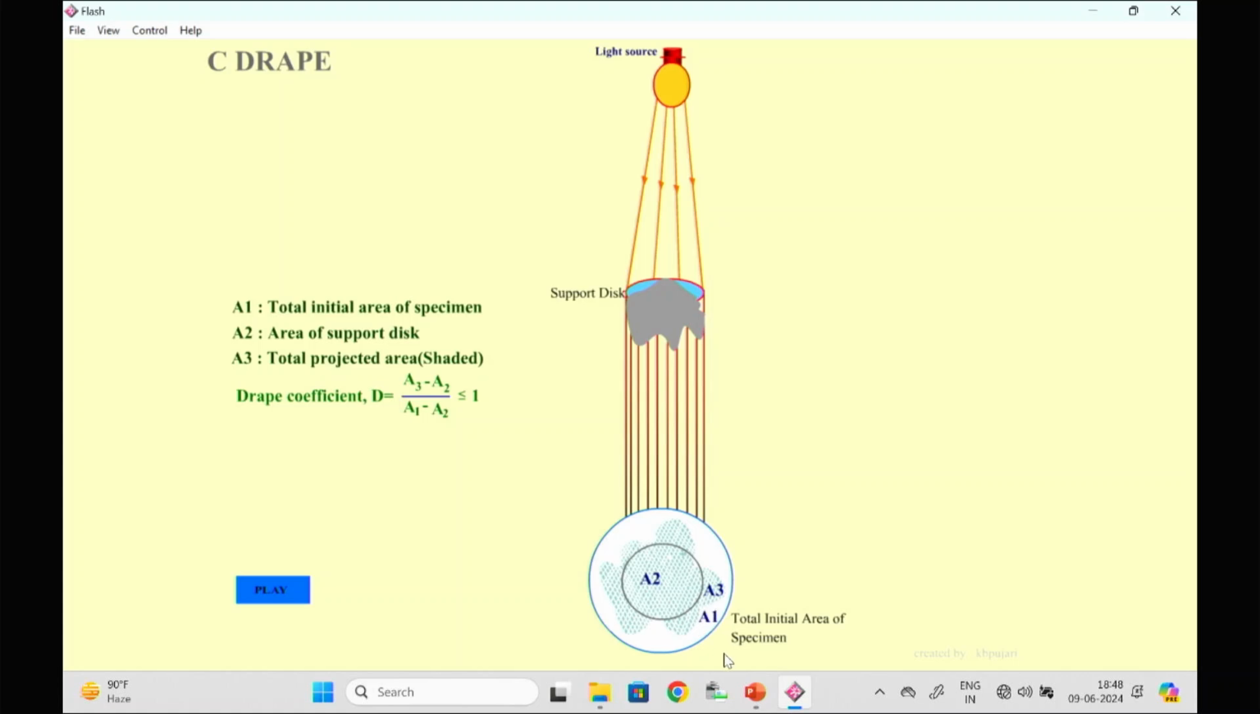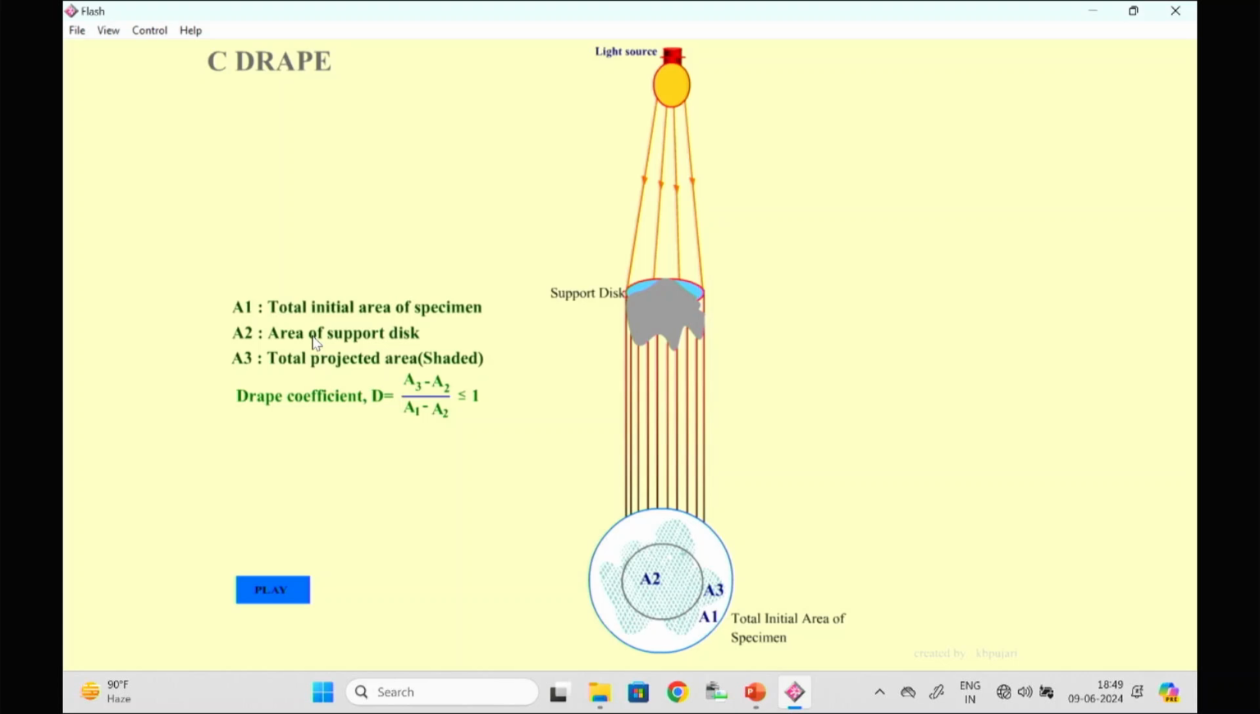That is the drape coefficient, which will typically be less than 1. For completely stiff material without any drape, A3 will be equal to A1. Total initial area is A1 and A3 is the projected area. So A3 will be equal to A1.